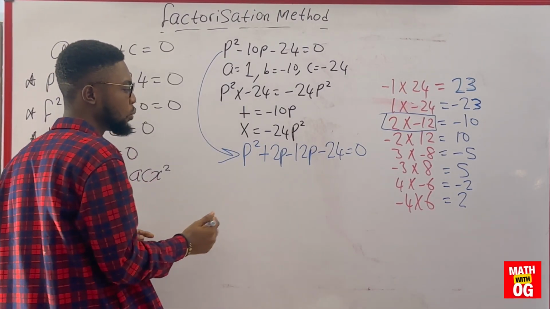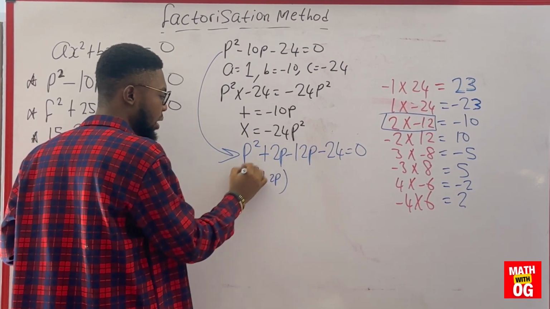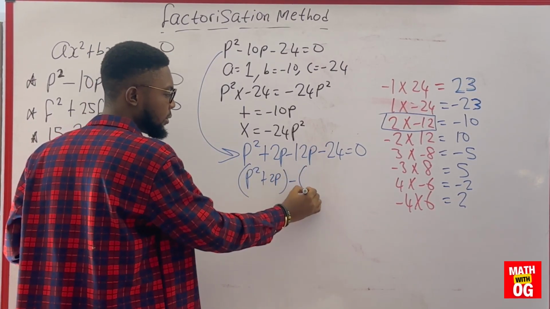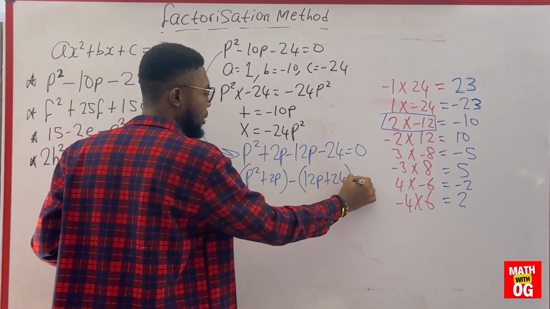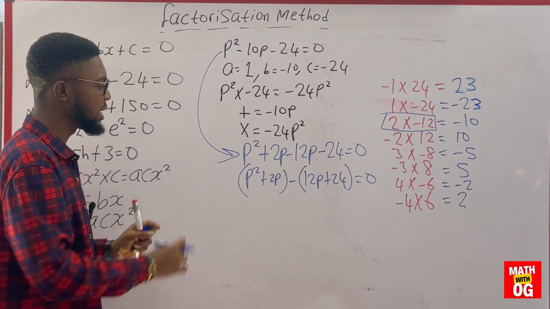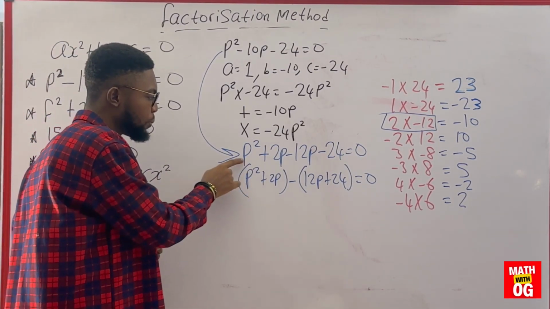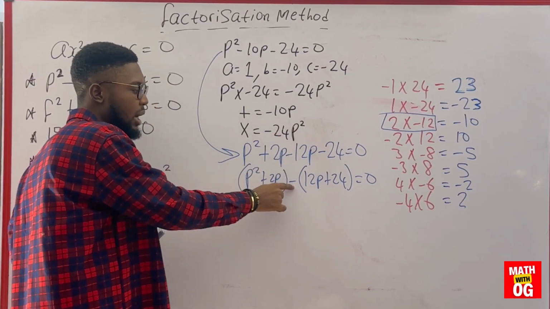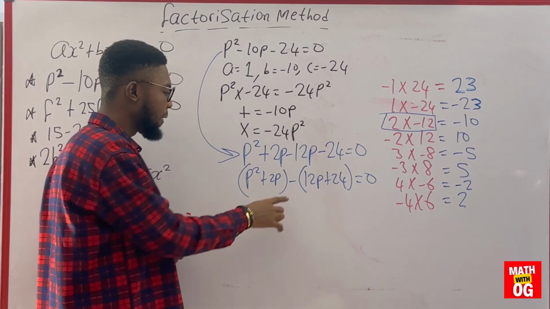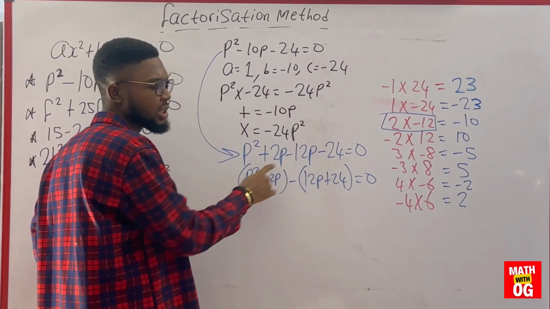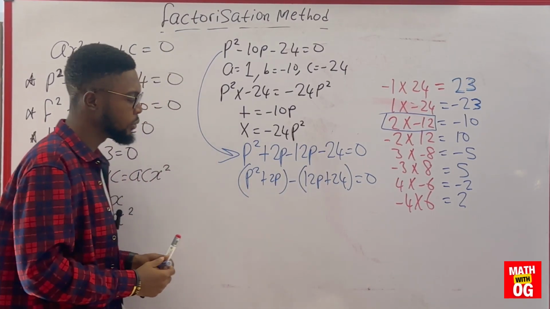Factorizing p squared plus 2p. So we have p squared plus 2p in one bracket, negative 12p plus 24 in another bracket, equal to 0. You can see I've grouped them into two in such a way that p squared plus 2p stays as p squared plus 2p. I factor out the negative one from the second bracket, so I'll be left with 12p plus 24. Because if I multiply minus 1 by 12p, I should get a negative 12p, and multiply minus 1 by 24, I should get a negative 24.